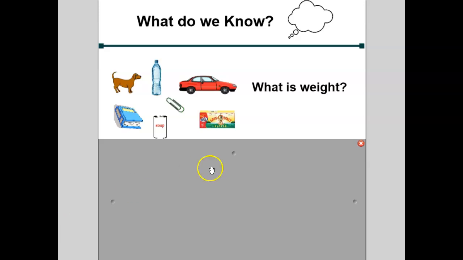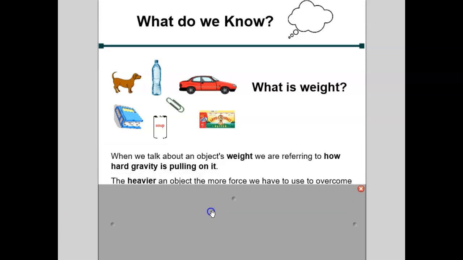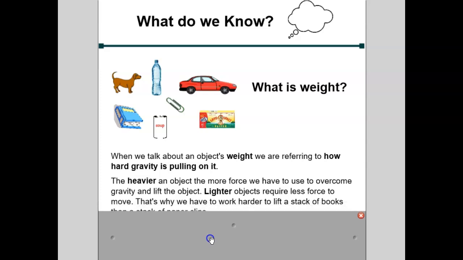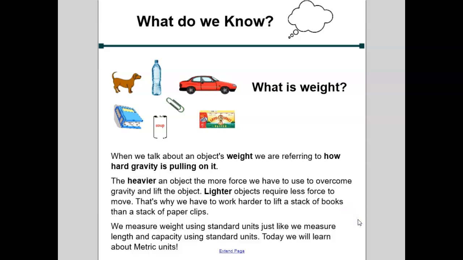Were you able to remember, third graders, that when we talk about weight, we're talking about how hard gravity is pulling on an object. It's different than mass because mass is the amount of matter or stuff an object is made up of. But weight is just how hard gravity pulls on an object.